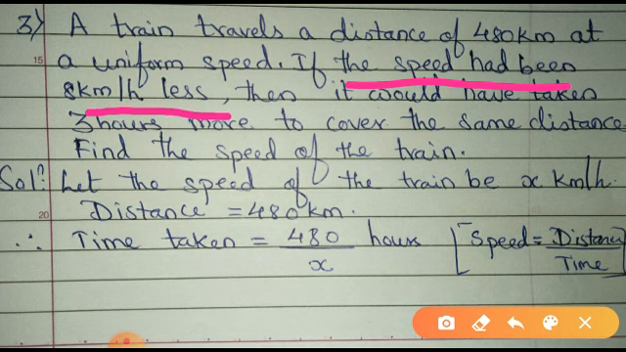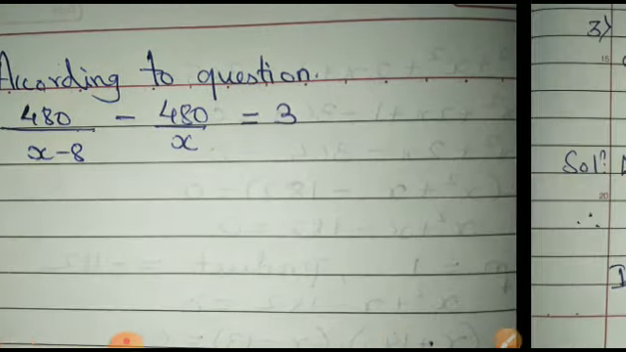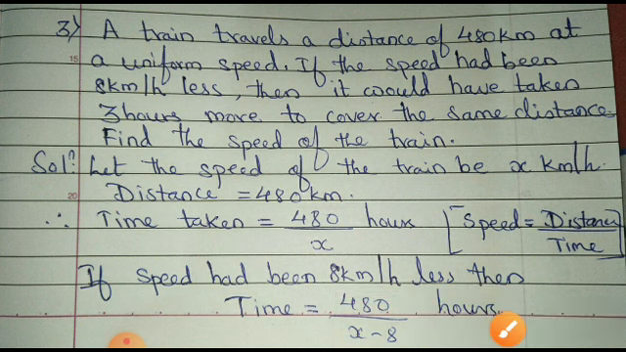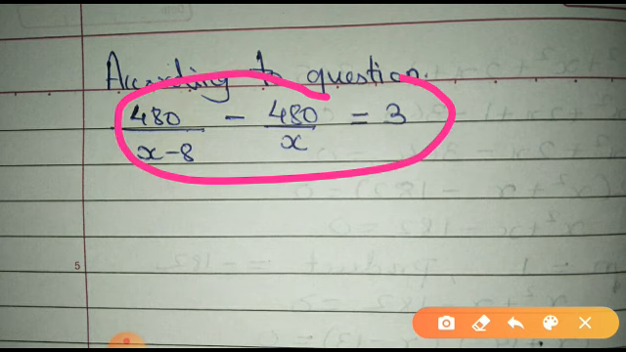Okay, and also it is told it would have taken 3 hours more. So here, if the speed had been 8 kilometer per hour less, then your time will be 480 by x minus 8 hours. Is that clear? Now according to the question, can I write this as 480 by x minus 8 minus 480 by x is equal to 3. See what it was?